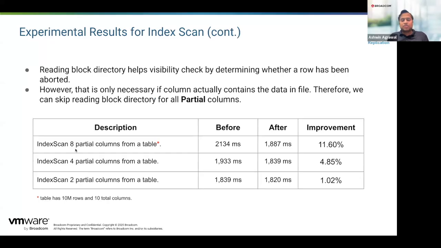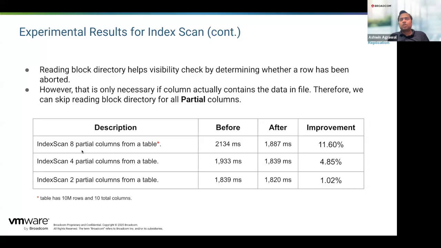The last one, this slide presents the optimization numbers for the add column operation. As I was saying, if you had 8 columns in the table which were added, that's what we call 8 partial columns, because for those eight columns you added, the metadata is stored in the catalog and the actual data is not even present in the file.